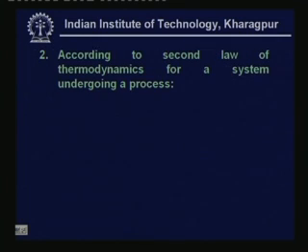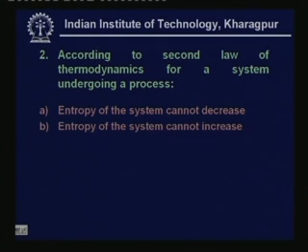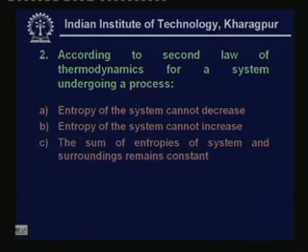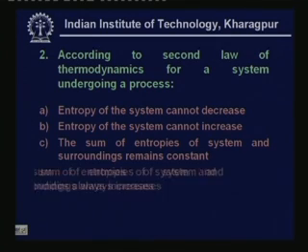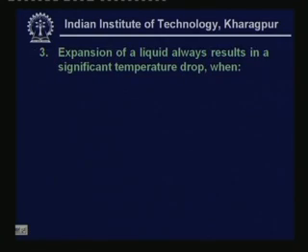The second question is, according to the second law of thermodynamics, for a system undergoing a process: A, entropy of the system cannot decrease; B, entropy of the system cannot increase; C, the sum of entropies of system and surroundings remains constant; and D, the sum of entropies of system and surroundings always increases.